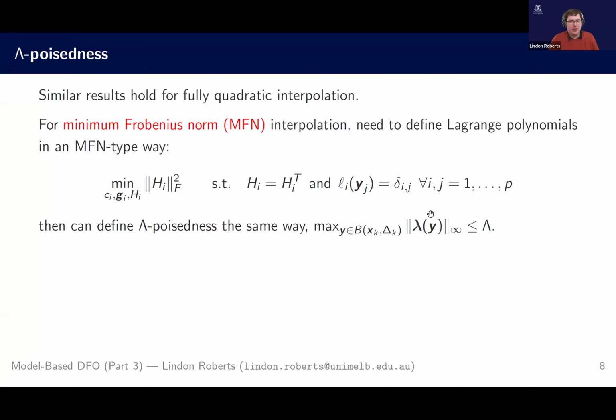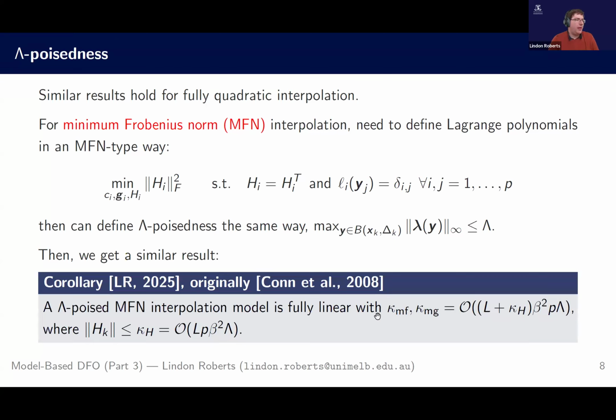We can define lambda poisedness in the usual way, so maximizing all the values of the Lagrange polynomial over all points in the trust region. And then I can get a similar result about fully linear error bounds. So a minimum Frobenius norm model is also fully linear. The constants are proportional to lambda, and the upper bound on the Hessian is also proportional to lambda. So this is basically the same as what I showed you yesterday, but I'm replacing matrix norms with the lambda poisedness value directly.